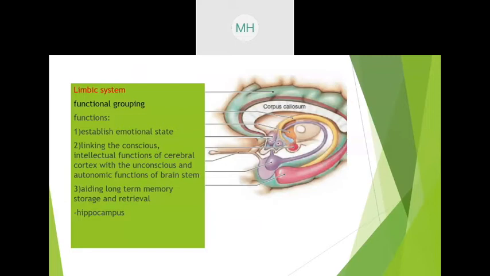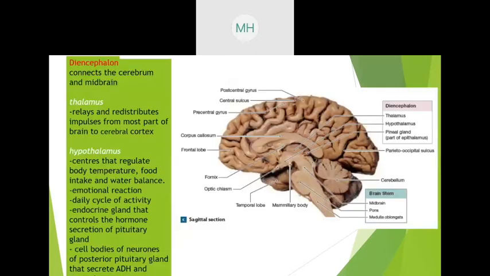Next is limbic system. Limbic system sits at the top of the brainstem. So the function is to establish emotional state, linking the conscious intellectual functions of cerebral cortex with the unconscious and autonomic function of the brainstem. It's aiding long-term memory storage and retrieval.